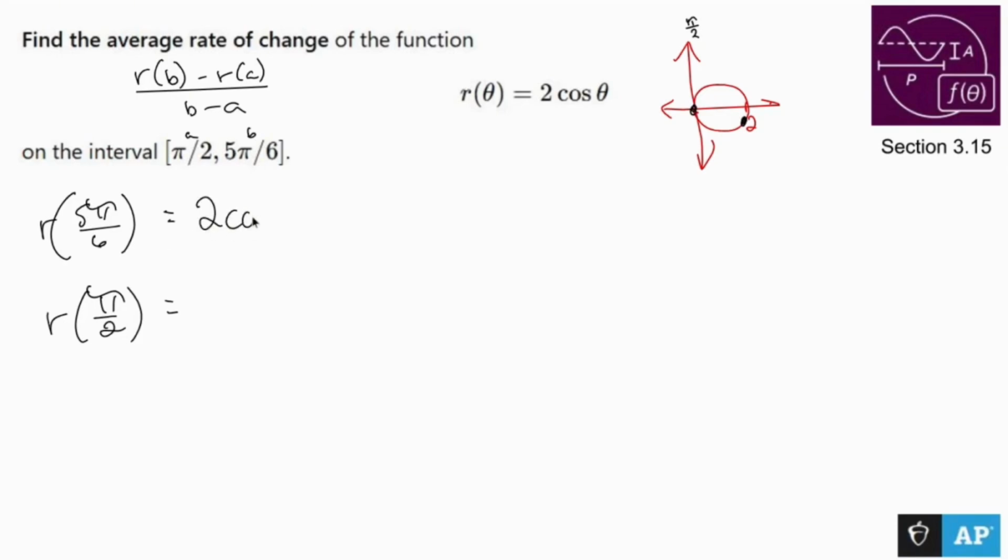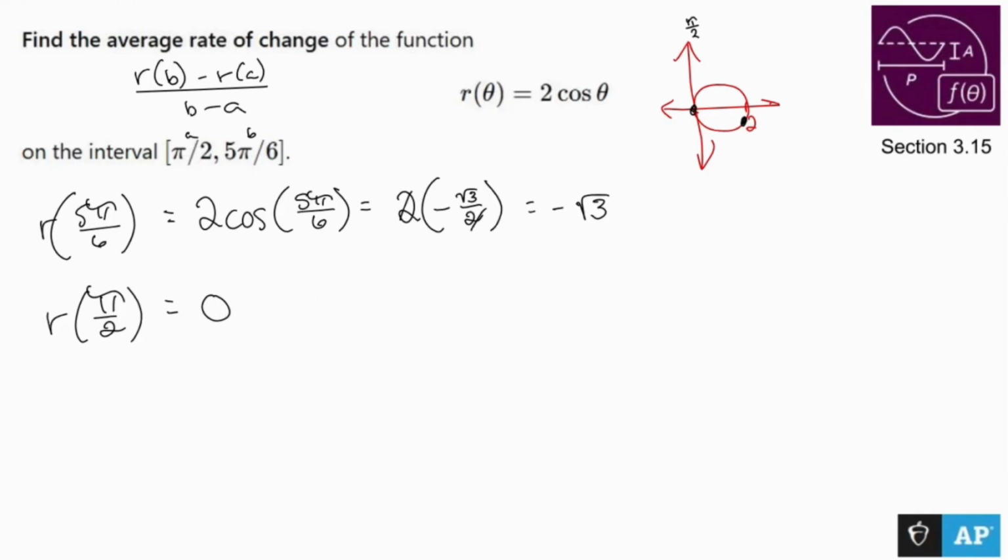So 2 cosine 5 pi over 6. So the x value at 5 pi over 6 is going to be negative root 3 over 2. So this becomes 2 times negative root 3 over 2. The 2's cross out, negative root 3. The x value at pi over 2 is 0. I already knew that. So 2 cosine 0, easy.